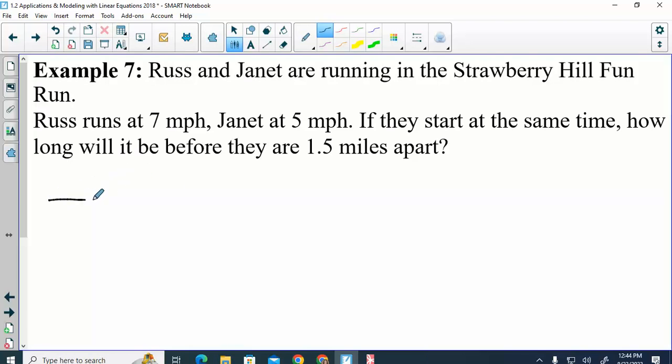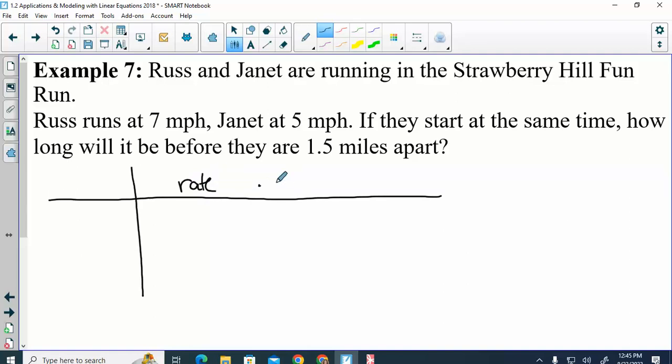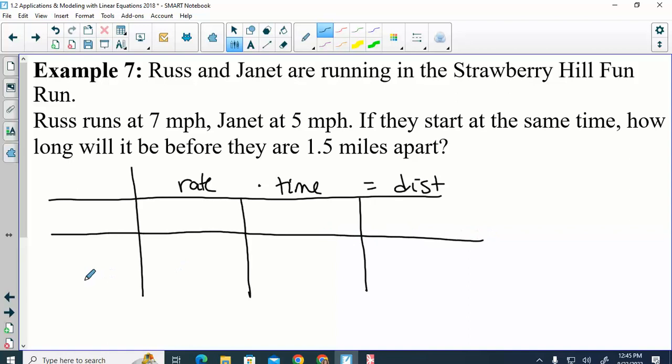So when I set up these tables, that's my formula: rate times time equals distance. So here I have 2 people, Russ and Janet.